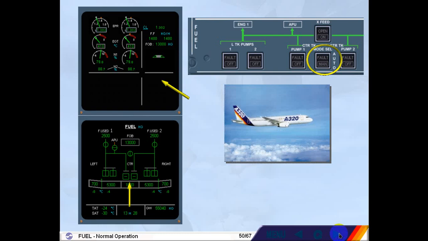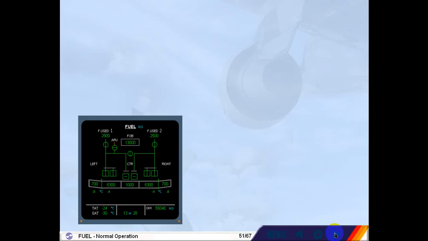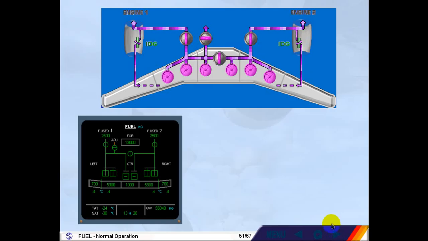To explain why, we must look at fuel recirculation. Some fuel to the engines is diverted to cool the integrated drive generators, IDGs, then returns to the wing tanks. If the engines are fed from the center tank and the wing tanks are full, the center tank pumps automatically shut off.